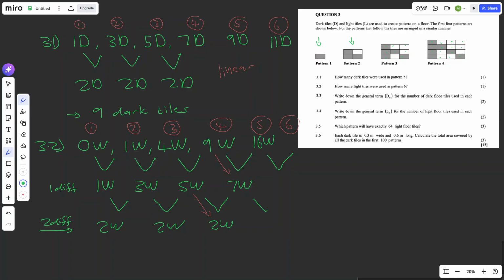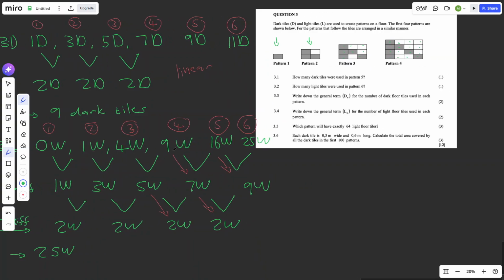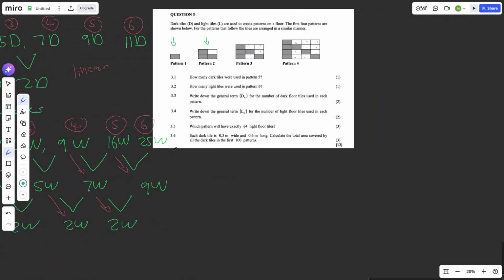Now we do the same here as well. The difference here has to be 2. So 7 plus 2 is 9. Then 16 plus 9 is 25. So the sixth pattern has 25 white tiles. And that is basically it. Now let's go to the next question.